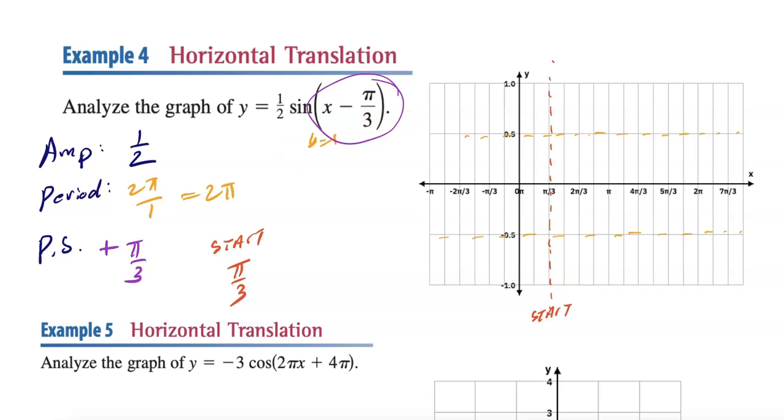If we want to know where our graph ends, we're going to have to add the period. So go plus the period, which in this case is 2 pi. And that gives our endpoint, well, the end of one rotation, of one period of the graph. So common denominator over 1. Let's look at 3 times 3. So I get 6 pi here. 6 pi plus pi is 7 pi over 3. So we're going to end at 7 pi over 3 right here.